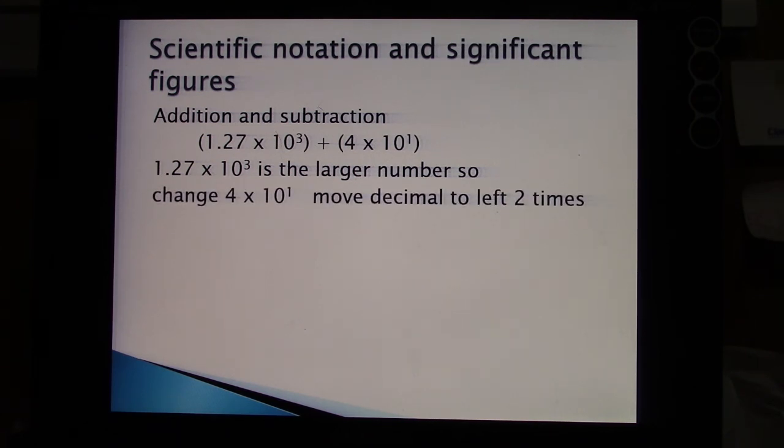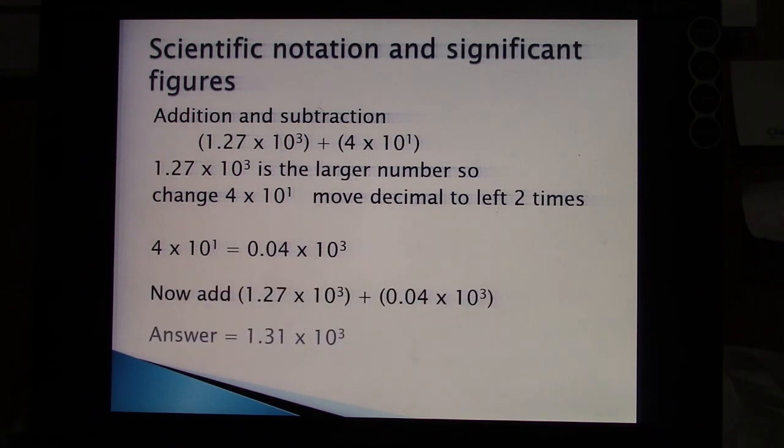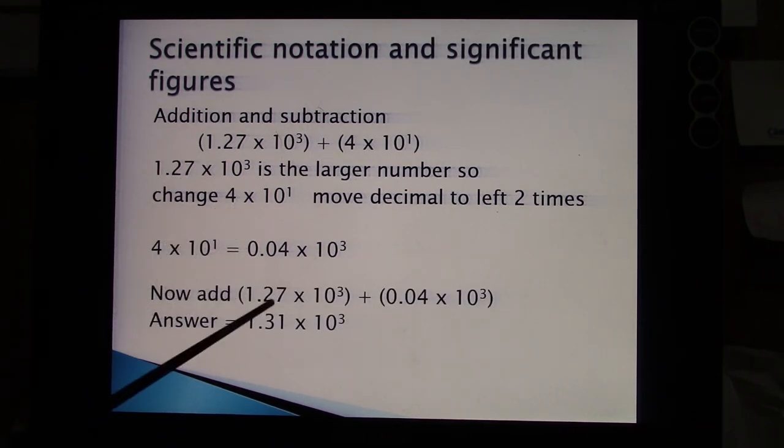the first, move the decimal to the left 2 times. So you get that. Now that the exponents are the same, you add them together. Addition follows the rules of fewest decimals, so they both have 2 decimals, so the final answer should have 2 decimals. So 1.3 times 10 to the third.